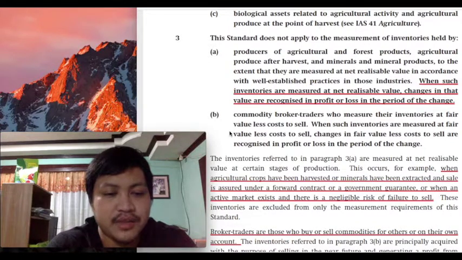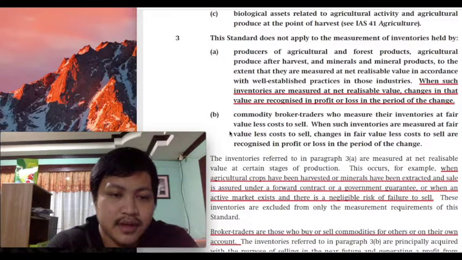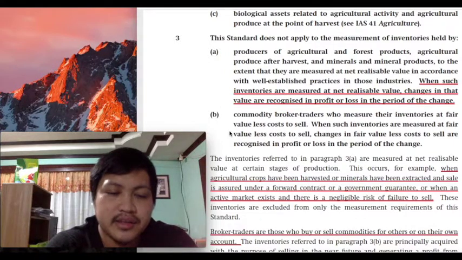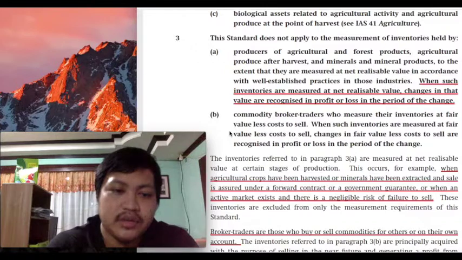So to recap, financial instruments held for sale, biological assets related to agricultural activity, and agricultural produce at the point of harvest are not governed by PAS 2 because they are governed by a separate standard, while inventories held by market players in select industries where the established practice is to measure the goods at net realizable value are excluded from the measurement requirements of PAS 2.